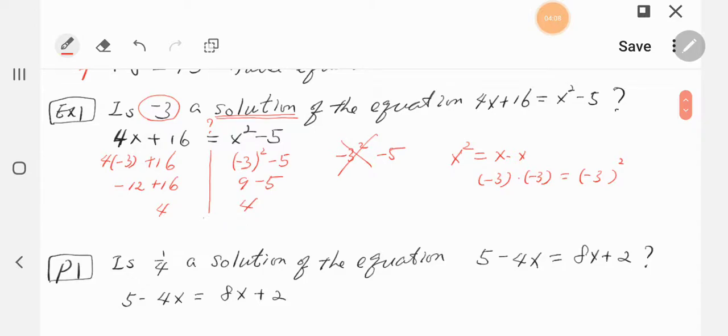All right, so these two values are equal. Therefore, yes, -3 is a solution.